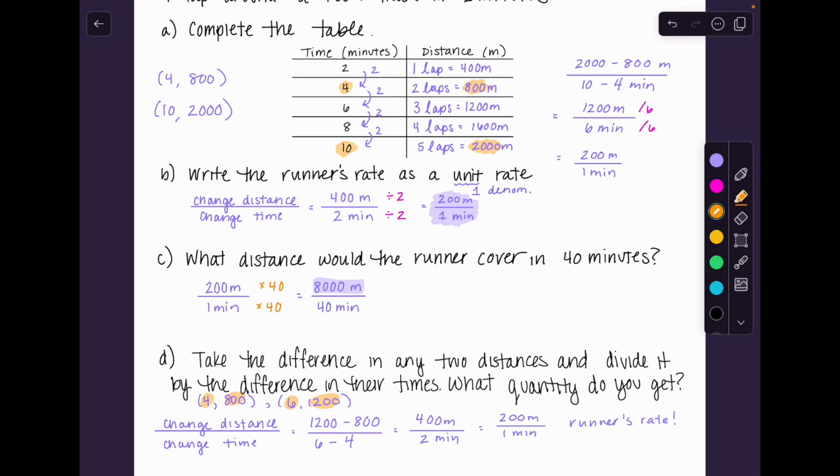And the way I also know to foreshadow some other stuff that we're going to do is you see how this time is increasing by 2 each and every time.